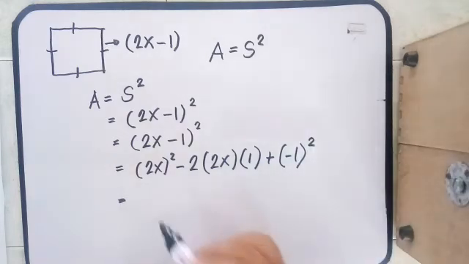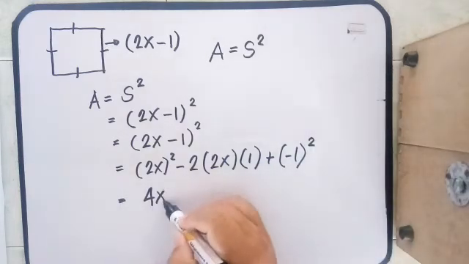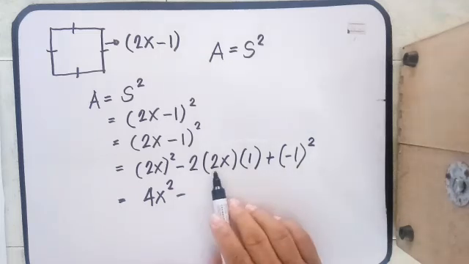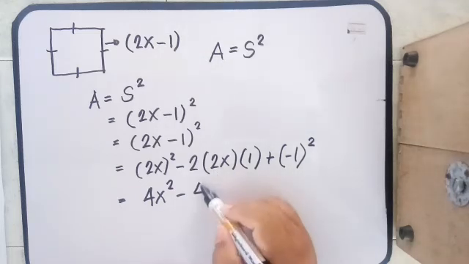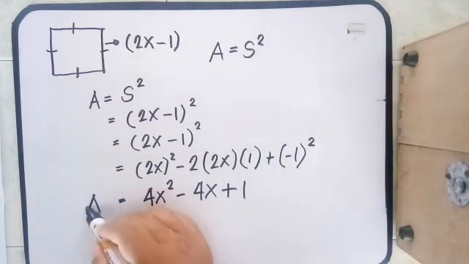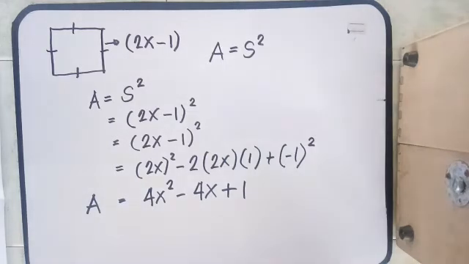So this is 4x squared, then minus 2 times 2 is 4, times 1 is negative 4x. Then the square of negative 1 will give you positive 1. So therefore, the area of a square having a side of 2x minus 1 is, in polynomial form, 4x squared minus 4x plus 1. The linear side here will result in a quadratic expression.